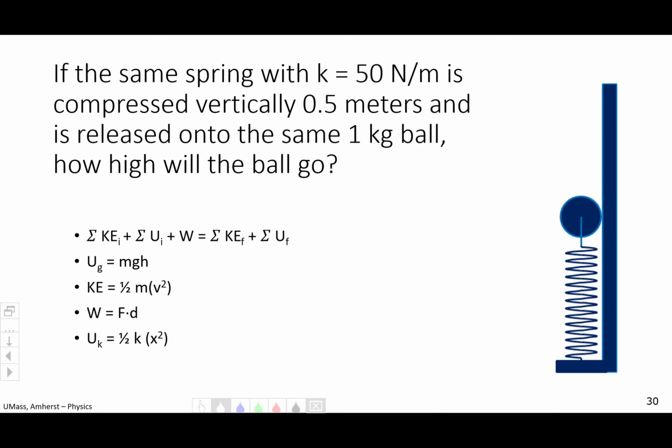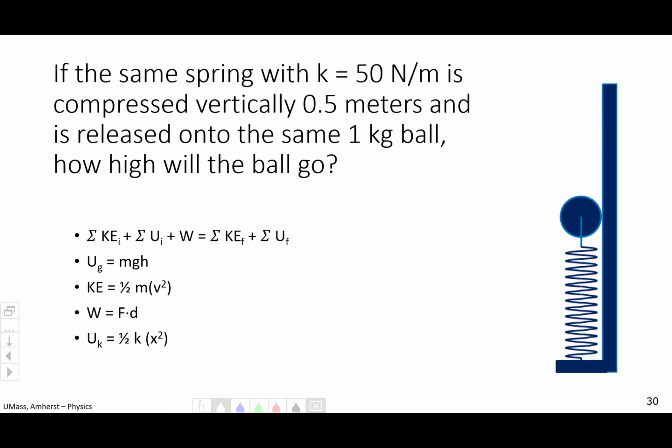So the same spring with 50 Newton meters of spring constant is compressed vertically this time, 0.5 meters and released onto the same 1 kilogram ball. We're asked how high the ball will go. Great question. So this would be like shooting a dart gun up into the air.